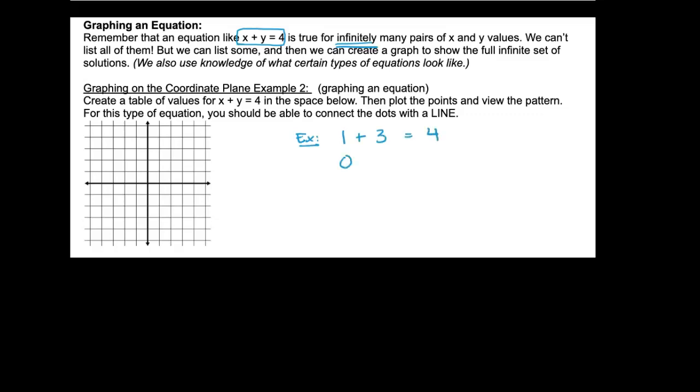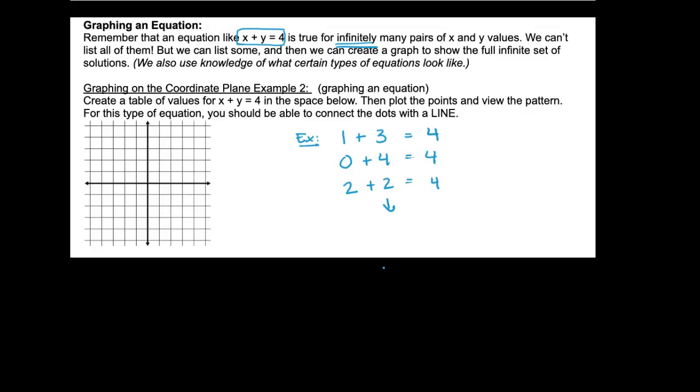X could be 0. 0 plus 4 is 4. I could say 2 plus 2 is 4. You could keep going on forever and ever. There's infinitely many combinations where you could add two numbers and get 4. And so when we graph this, basically what we do is we create a picture that graphs all of these ordered pairs that work. And since there's infinitely many ordered pairs, we connect them all and they actually end up making a line.